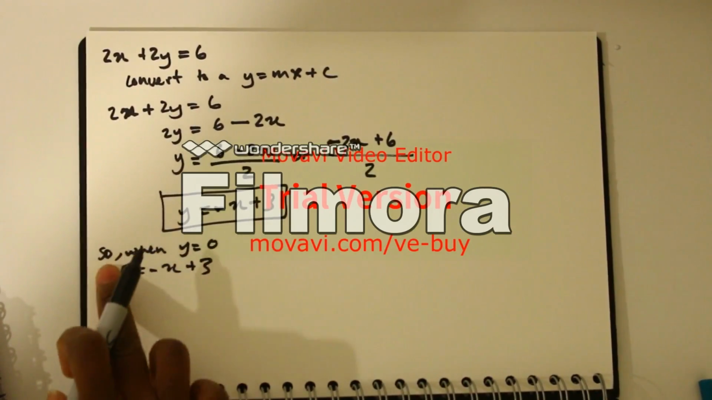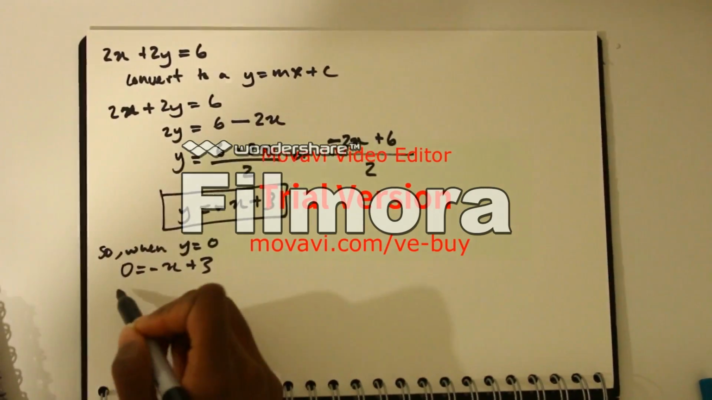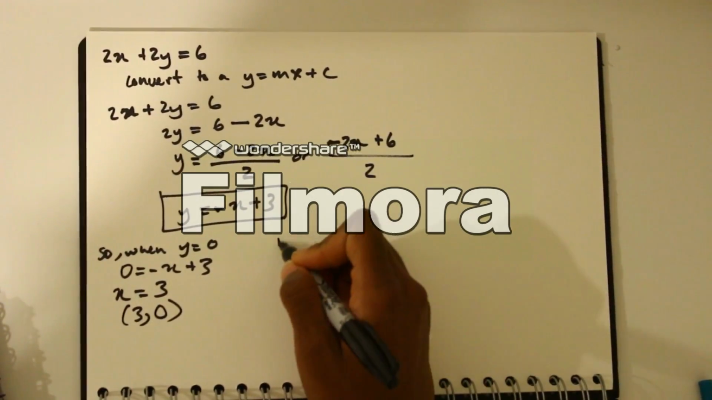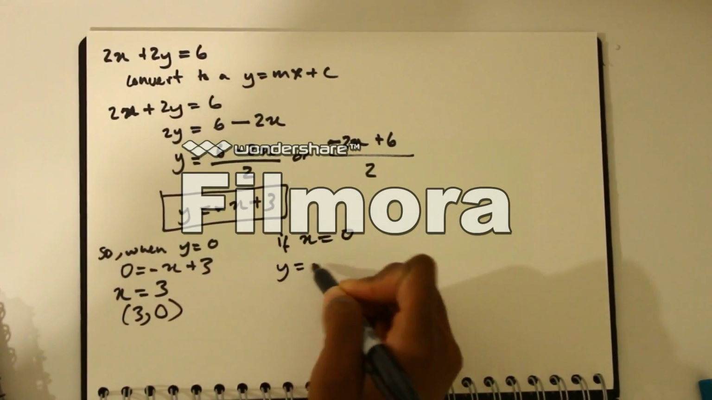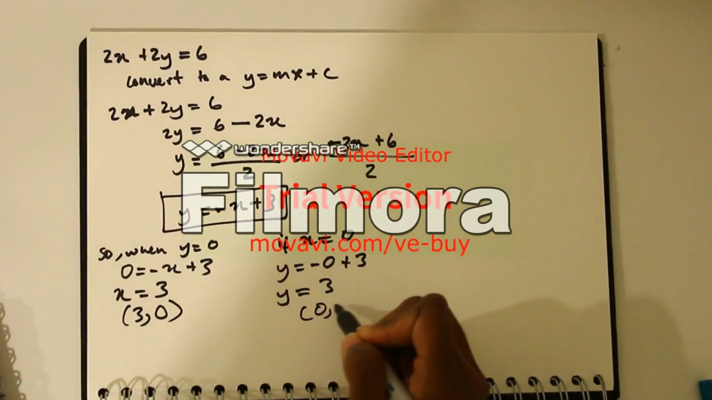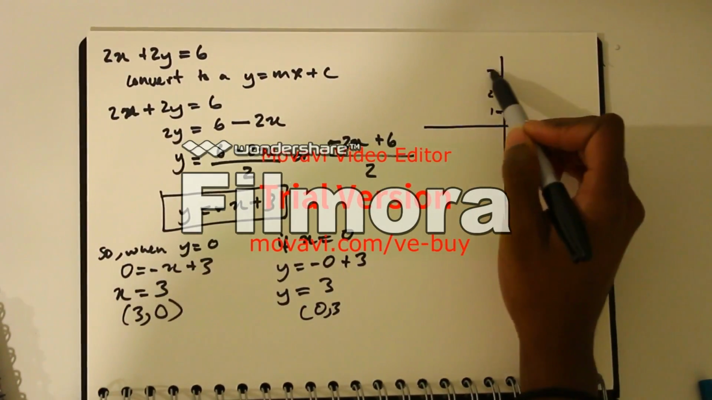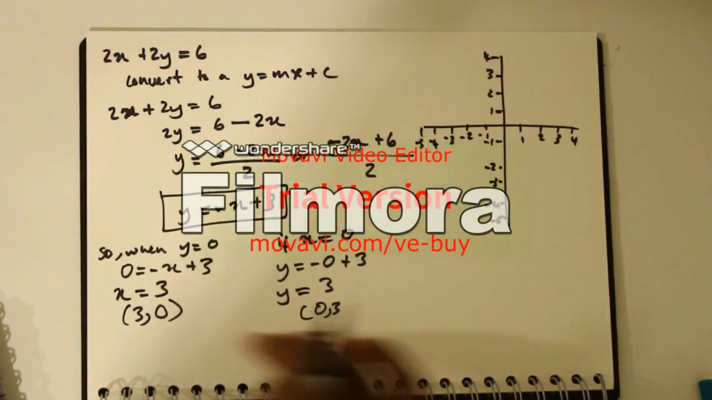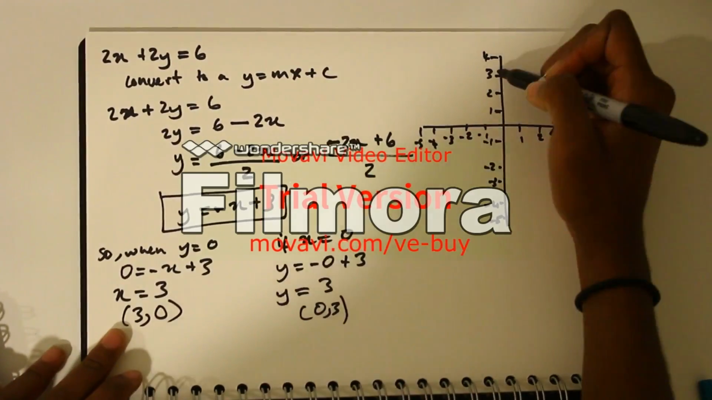So 0 equals minus x plus 3. Rearrange to make x the subject. We don't want a negative x, we want a positive x, so x equals 3. When x equals 0, y equals minus 0 plus 3, therefore y equals 3. So we've got the coordinates for the x-intercept and the y-intercept.